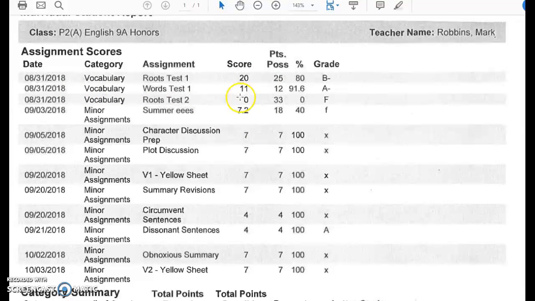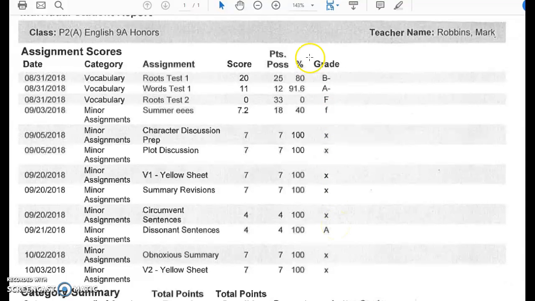So I can see that this student is missing a vocabulary test. That's why there's a capital F. That's why there's a 0. It communicates to the student that you have something that you need to make up. Okay? This little f and this X are symbols that I use just to make data entry easier.